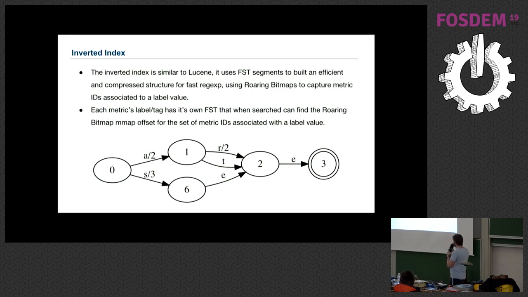You can see in this example, a finite state transducer is a little bit like a trie, an optimized trie. In this example, we'll put the words R and C, and they both essentially match the same value 3. So we'll compress the trie back together. And 3, in this case, will basically point to a roaring bitmap that matches metric IDs.